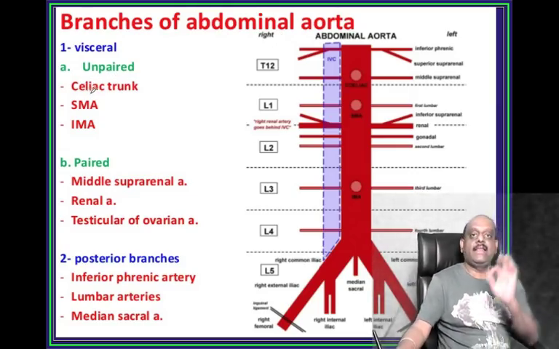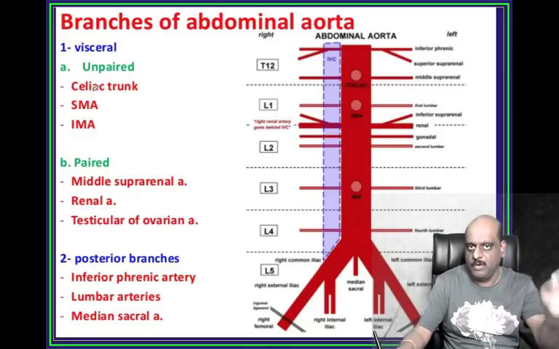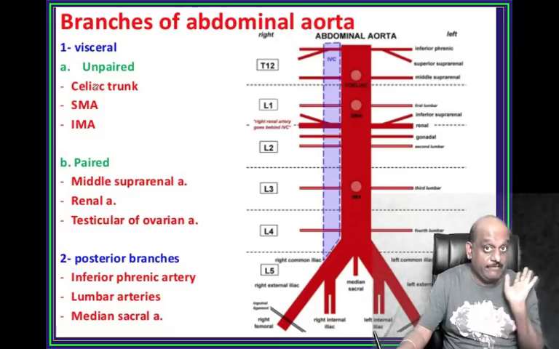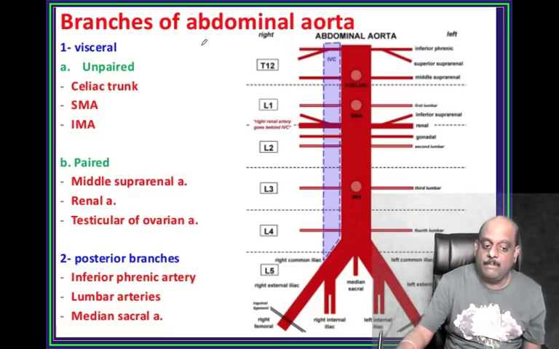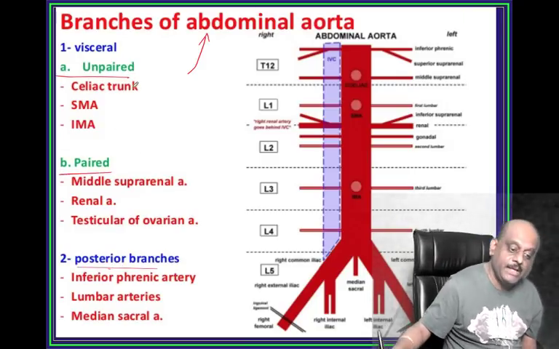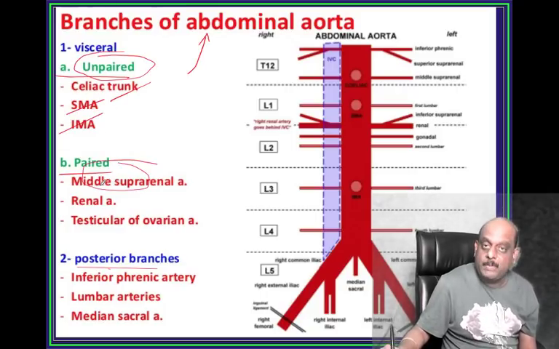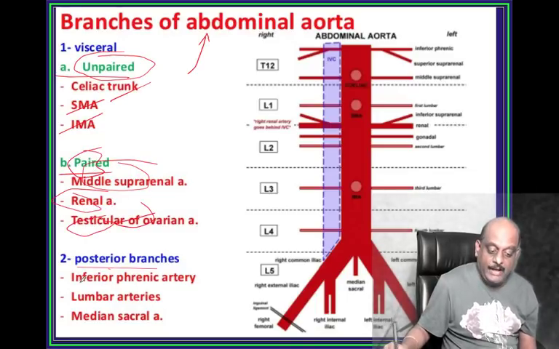Bhaiya, this is another favorite question. FMG ho, NEETPG ho, definitely aayega ye. What are the branches of abdominal aorta, doctor? Unpaired, paired, and posterior branches. Celiac trunk, superior mesenteric, inferior mesenteric artery, they're all unpaired. Middle suprarenal, renal, testicular, ovarian, they're all paired. Inferior phrenic, lumbar, and median sacral are posterior.